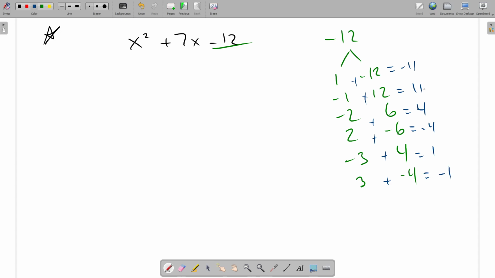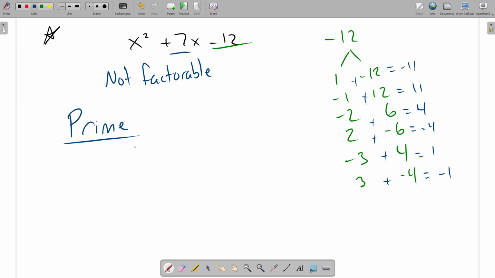we have negative 11, 11, 4, negative 4, 1, negative 1. The number that we're looking for is positive 7. There's no positive 7 to be found. This means that this quadratic is not factorable. A more mathematical, we'll say, way to put it is that this is a prime quadratic, meaning the only two factors of this quadratic are the quadratic itself and 1.